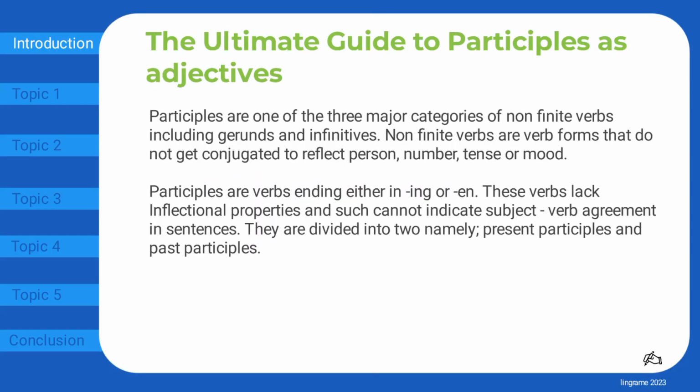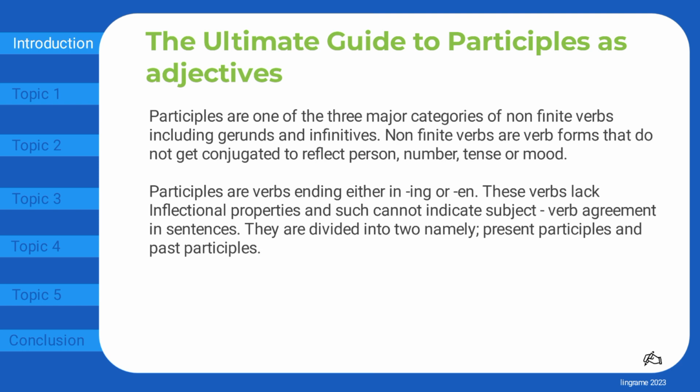The ultimate guide to participles as adjectives. Participles are one of the three major categories of non-finite verbs, including gerunds and infinitives. Non-finite verbs are verb forms that do not get conjugated to reflect person, number, tense or mood.